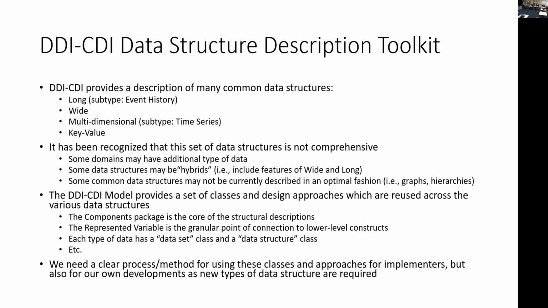Now, we know this isn't comprehensive. We have run into other kinds of data. We've also run into things that might be hybrids, particularly long data sets that act a little bit like wide data sets. And we don't have a lot of clarity there on where to draw the line, to be honest. But there are examples of that. We have things like graphs and hierarchies that maybe aren't described sufficiently when the data is arranged in those formats.